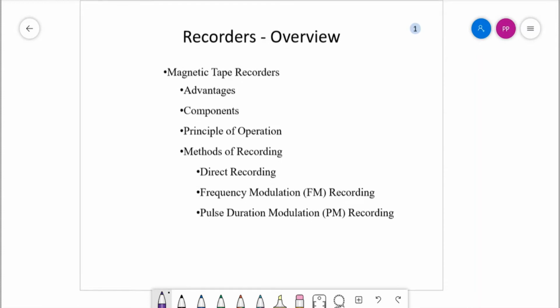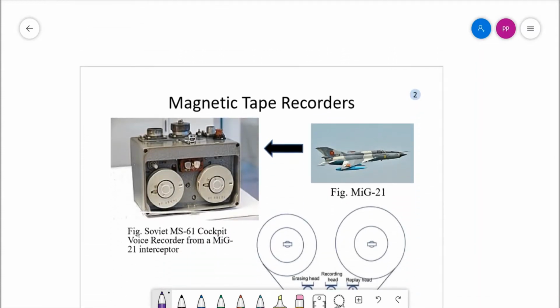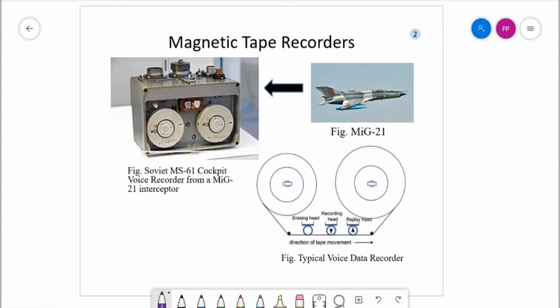So let us start with what kind of magnetic tape recorders are available in the market. This is a simple example of a magnetic data tape recorder. The figure 1 on the left shows the voice recorder of MiG-21, which is placed in the cockpit, and this is a magnetic tape recorder which records the voice data.